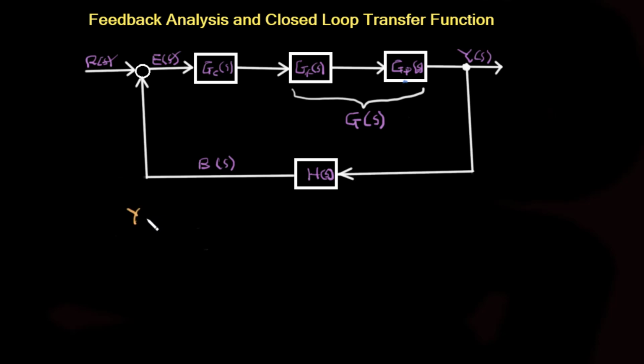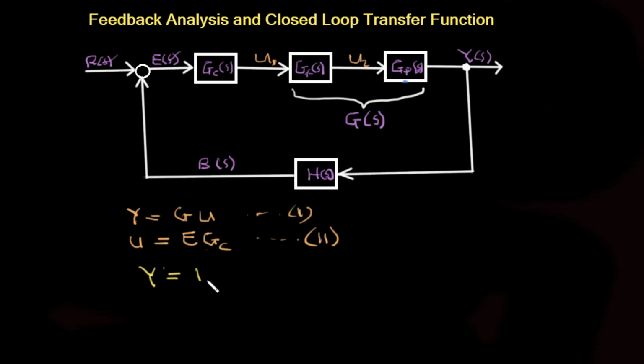The first one we get here is y equals g times u. I forgot to put u here. Let's say u2, and this is u1. Let me call it equation number 1. Then from here we get u equals, we have error here and we have G of S, the controller. So u will be equal to error times the controller. Then let's substitute equation number 2 into equation number 1. This will give us the following: y equals error times the controller.